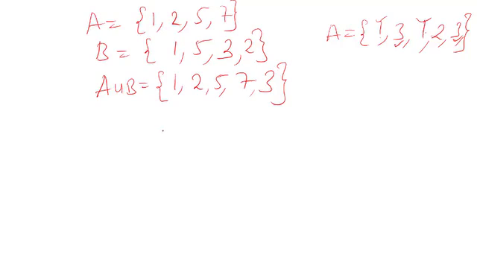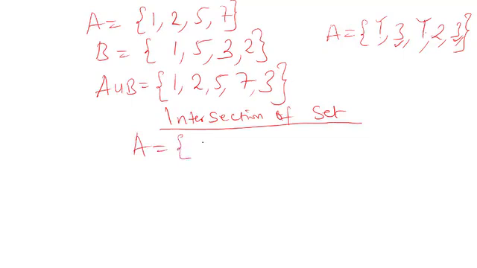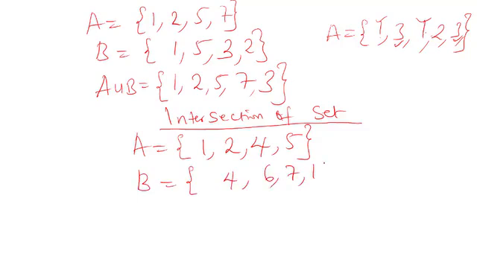So that's the rule of union of a set. Now another one is intersection of a set. When you talk about intersection, it means where both sets meet, have the same thing in common. For example, if I say A is equal to 1, 2, 4, and 5, while B is equal to 4, 6, 7, and 1.